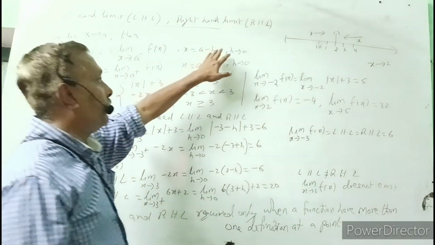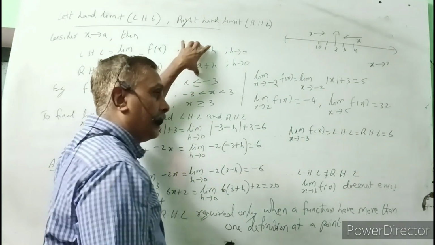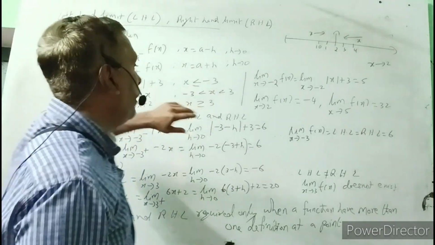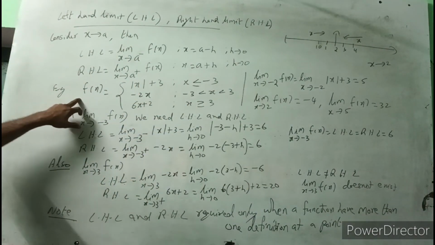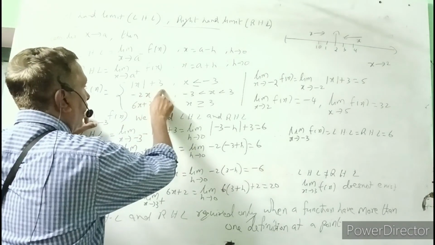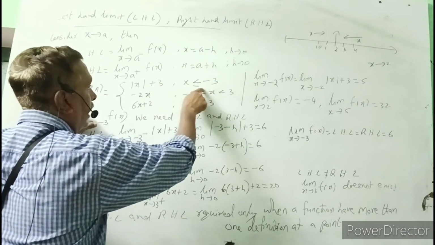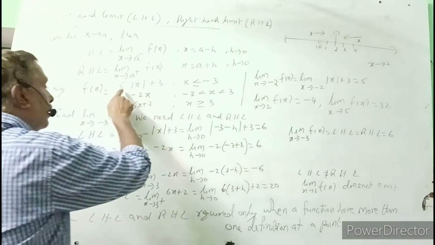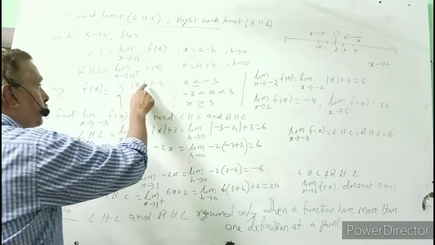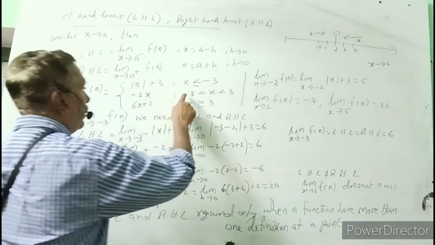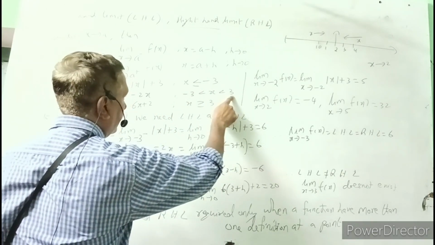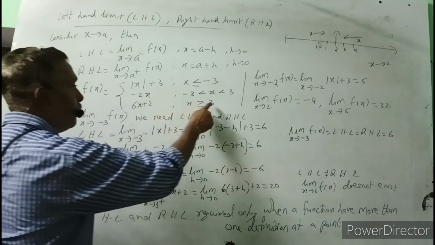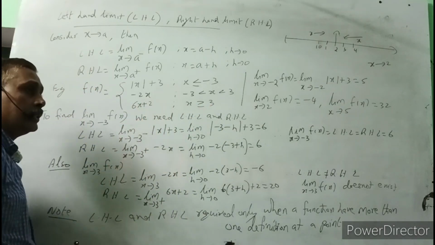Now in which situations do you require LHL and RHL? LHL and RHL are not always required. If a function contains more than one definition, one example I took: use modulus x plus 3 for x less than or equal to minus 3, any number less than or equal to minus 3, use this one. In between minus 3 and 3, use minus 2x, and more than 3 use 6x plus 2.